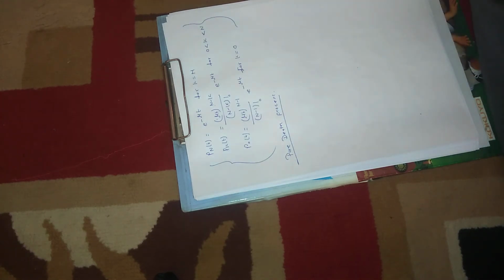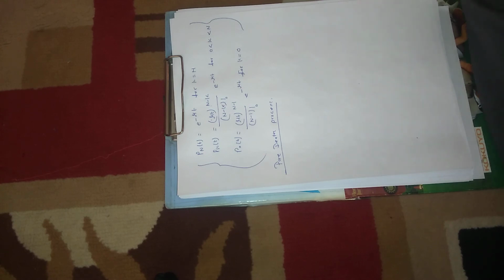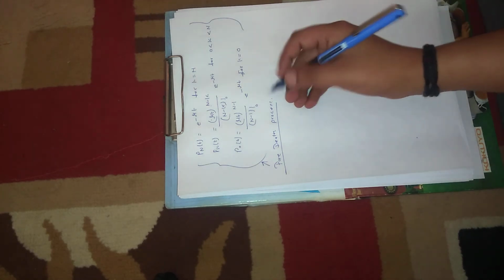So finally we have discussed all our topics: the birth death process, with both cases. Under the birth death process we have two cases. The first one is the pure birth process and the second one is the pure death process.